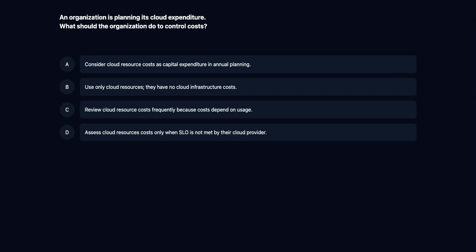An organization is planning its cloud expenditure. What should the organization do to control costs? A. Consider cloud resource costs as capital expenditure in annual planning. B. Use only cloud resources. They have no cloud infrastructure costs. C. Review cloud resource costs frequently because costs depend on usage. D. Assess cloud resources costs only when SLO is not met by their cloud provider.